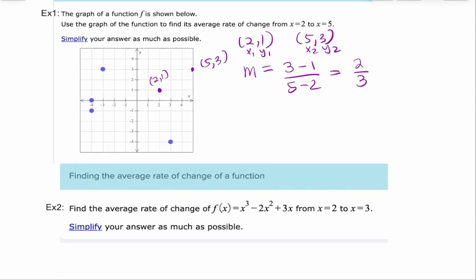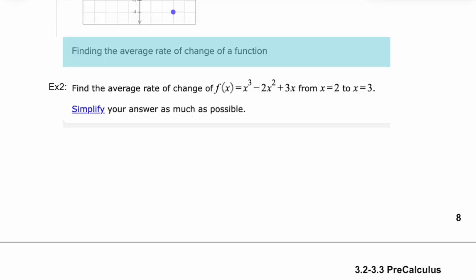Let's do one more. Now, if you have the graph, you can use the 2 points along the graph. If you think about if the line connected them had a slope, what would the slope be? But if they give you an equation instead, what we want to do is find f of 2 and f of 3. If it does not give you a graph, but it gives you a function and wants you to find the average rate of change, our first x value, we're going to call that x1, and this one is going to be x2.